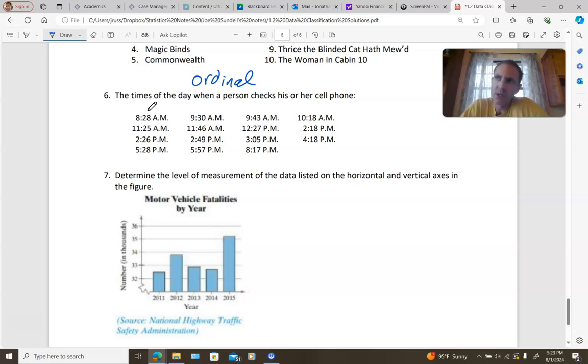These are basically slots in time, or moments in time. So there is no inherent zero here. So this is going to be at the interval level of measurement.